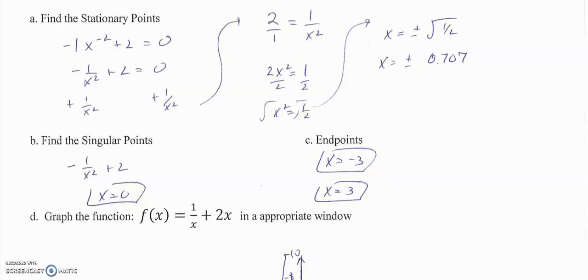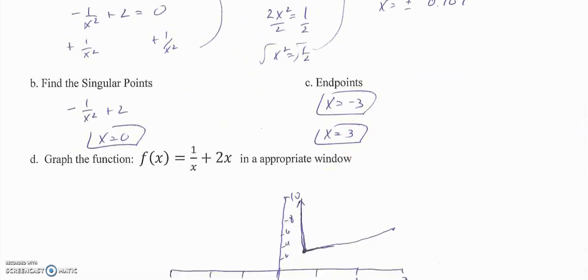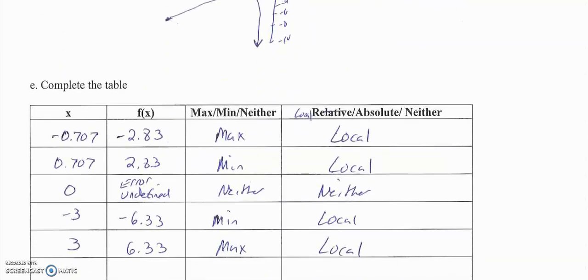And endpoints come from the domain. The domain is negative 3 to 3, negative 3 and 3. So we take our points that we found and make a table. So we have negative 0.707, plug it into the original function, we get negative 2.83. Take 0.707, plug into the original function, we get 2.83. Plug in 0 into the original function, we get error undefined, which means that it won't be an extrema. And we'll talk about what is there.